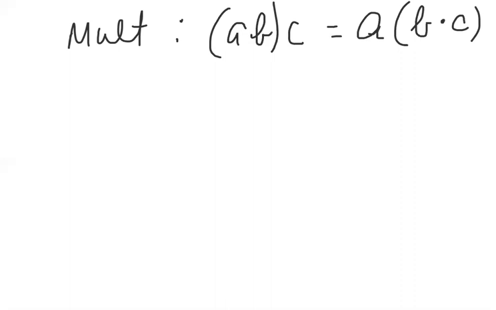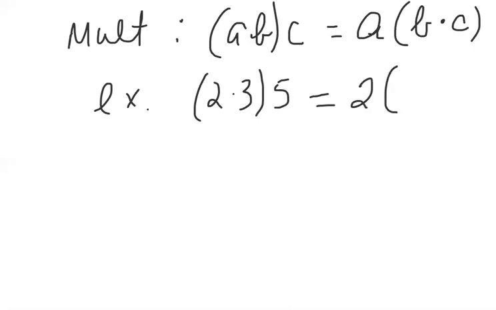So here is an example, guys. Quick example. If I multiply the quantity 2 times 3 by 5, this would produce the same thing as multiplying 2 times the quantity 3 times 5, okay? That's the associative property of multiplication. And then the third property we look at is the distributive property, which we use very frequently.